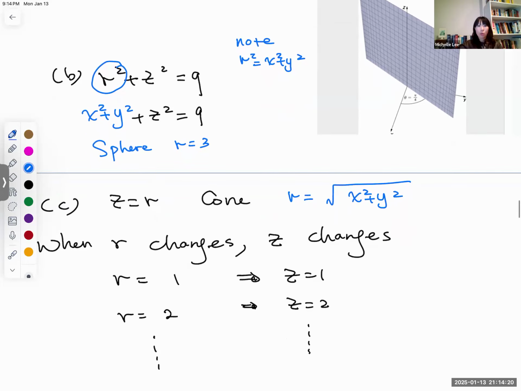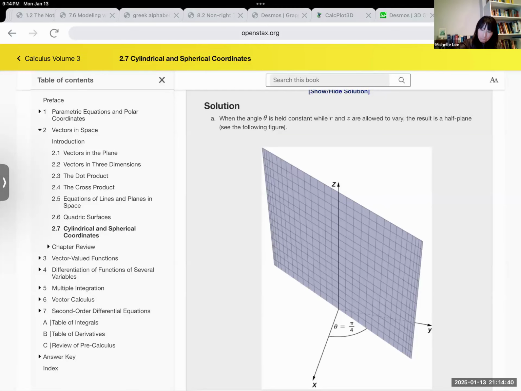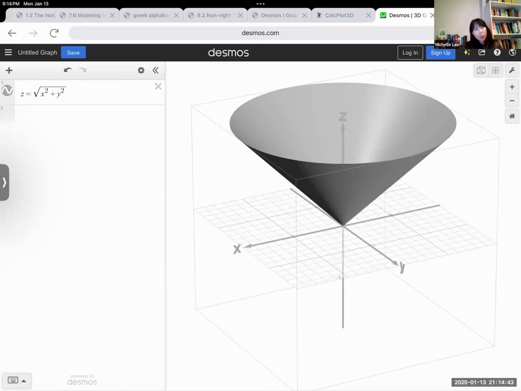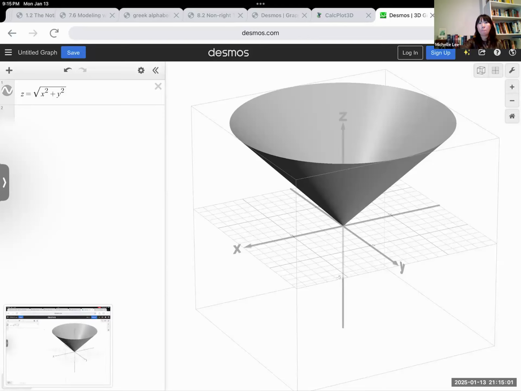Makes sense, right? When R equals 1, Z equals 1; R equals 2, Z equals 2. R stands for radius, so it's a cone. Let's take a look. So Z equals the square root of x squared plus y squared, which is r, not r squared, just the r, right? So this is the one. Let's screenshot, and then I'm going to attach it there.